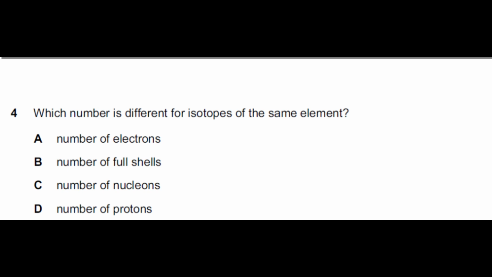The next question is, which number is different for isotopes of the same element? We have just discussed in the previous question the concept of isotopes, that defines that atoms of the same element with the same number of protons but different number of neutrons are the isotopes. Using this information, we know that Charlie is the correct answer for this question.